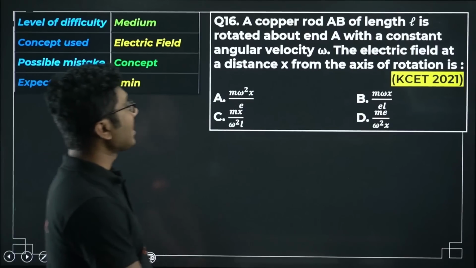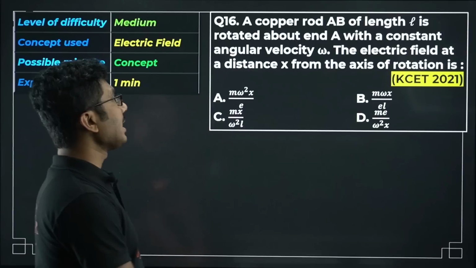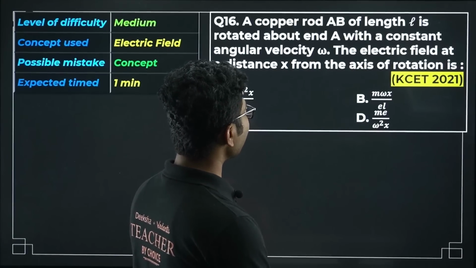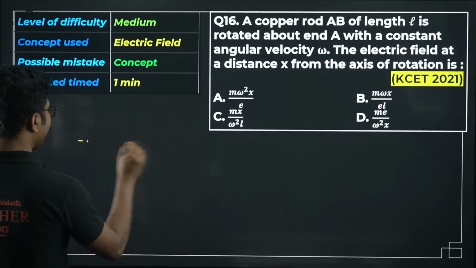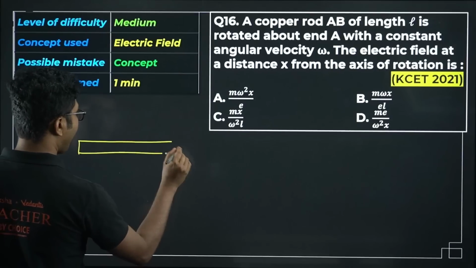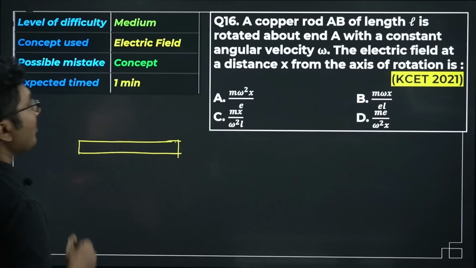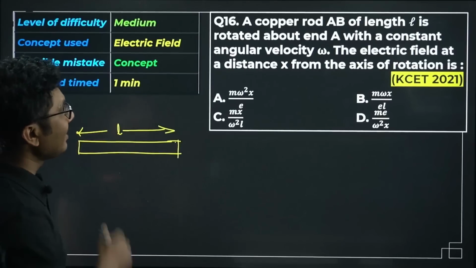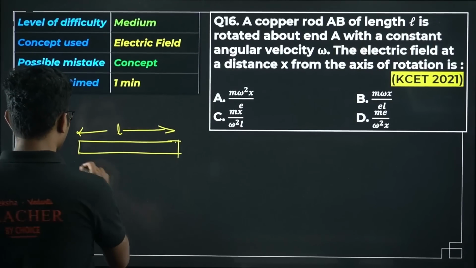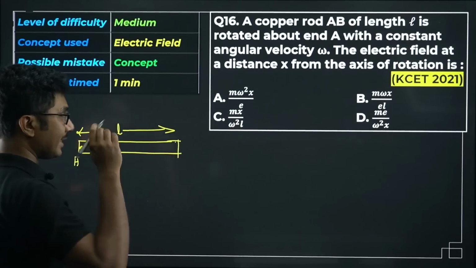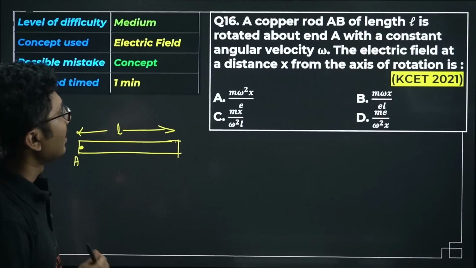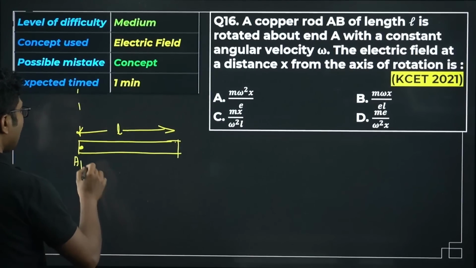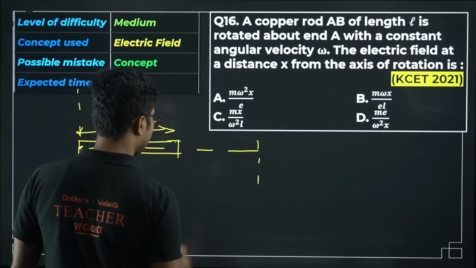Right, now a copper rod AB of length L is rotated about end A with a constant angular velocity omega. The electric field at a distance x from the axis of the rotation is. So what is happening here? You have a copper rod AB of length L, rotated about end A. So we are just rotating it from the end A. So suppose this is the axis of rotation and we are trying to find electric field at some distance x.